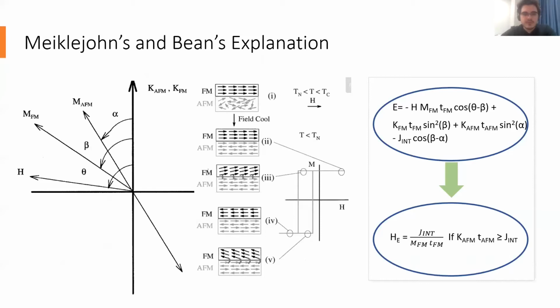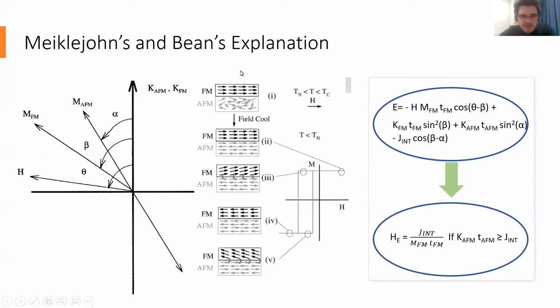At first, how did they explain this phenomenon? They first tried to explain it with an energy term, a surface energy per area. As you can see, the first term denotes the interaction between the applied field and our ferromagnet. The second term adds the anisotropy energy of our ferromagnet. The third term adds the anisotropy energy of our antiferromagnet, and the last term adds the interaction energy between the ferromagnetic and antiferromagnetic layers.